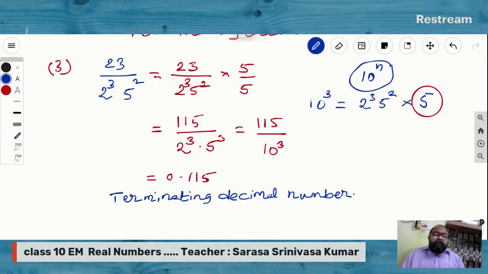Here, students must remember that the denominator should be converted into the form of 10 power n. Here, 10 power 3 we want to get. To get 10 power 3, we have multiplied and divided by 5. So that we get 0.115.